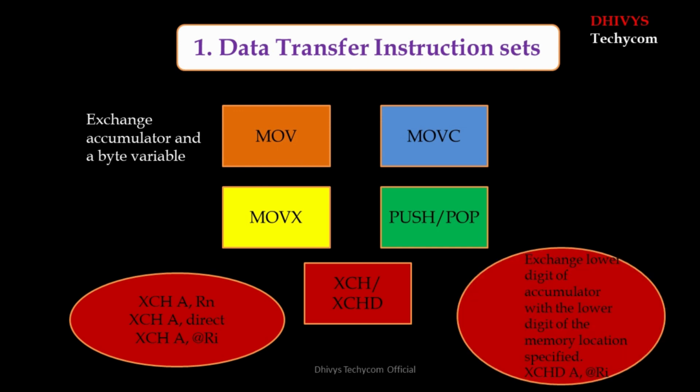What if it is XCHD? It deals with the lower digit of the accumulator and the lower digit of the memory location specified. Whatever memory location you want, you can specify. That is up to the user, right? You can choose any memory, but the exchange will happen between the lower digit of your accumulator and the memory specified by the user. That is this, and you have an example also, XCHD A, @RI.